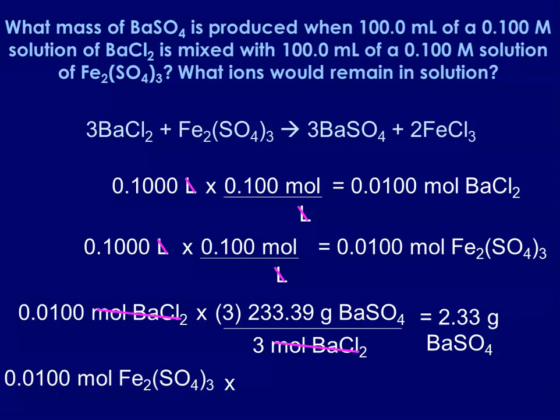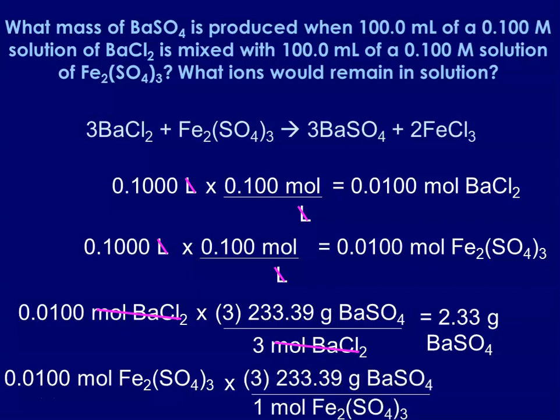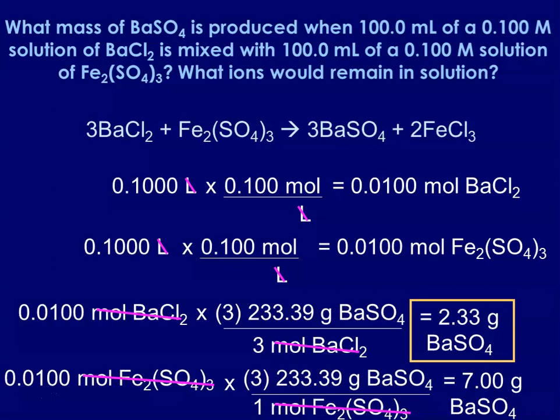So for the second part, we're going to take the moles of iron(III) sulfate and set up that conversion. Well, the problem with this one is that we only have 1 mole of iron(III) sulfate being consumed for every 3 moles of barium sulfate, so we can make much more barium sulfate from the iron(III) sulfate. What that tells me then is that the barium chloride is acting as my limiting reactant, and it is the barium chloride that is going to determine how much barium sulfate I can make, 2.33 grams.